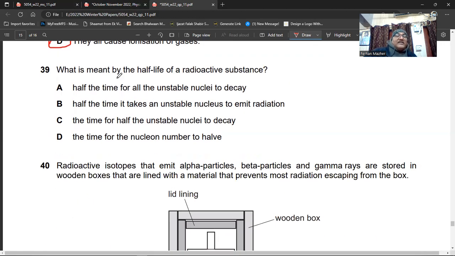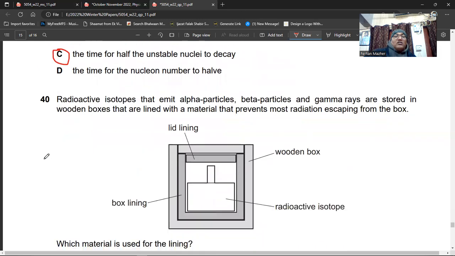Question 39: What is meant by the half-life of a radioactive substance? It is the average time duration in which half of the sample will decay? No. The time for half of the unstable nuclei to decay. That is the right wording, sir. The time for the nucleon number to halve? No, that's wrong.